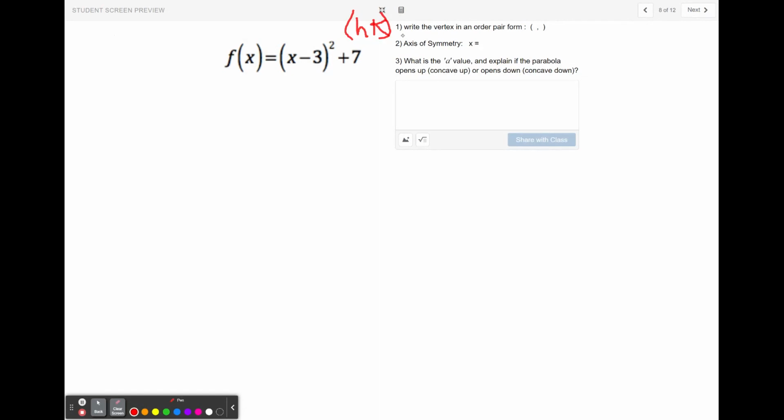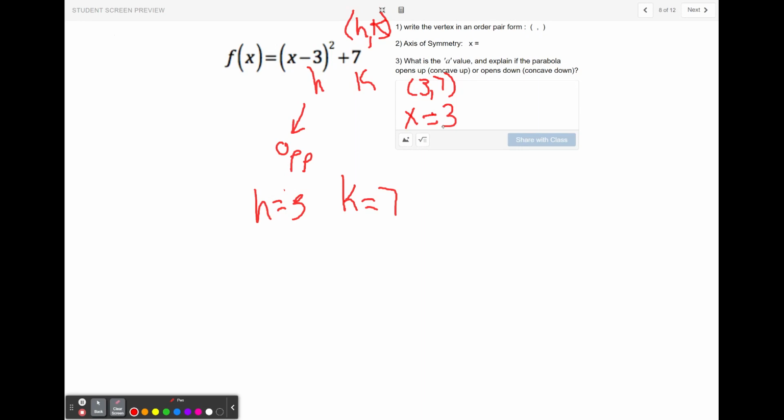Okay, so slide 8 is all about working backwards. So this is where your h should be, this is your k. So since we're dealing with the equation, it's the opposite of what's inside the equation. So I see a negative 3, so my h is going to be 3. And then my k is just hanging out on the end, which is going to be a 7. So 3, 7. Your x value, your axis of symmetry will always be your x value of the vertex, so it's x equals 3.